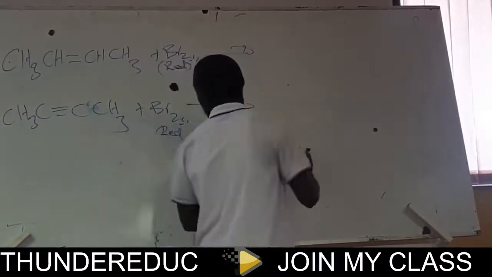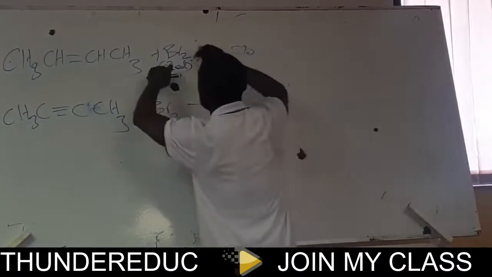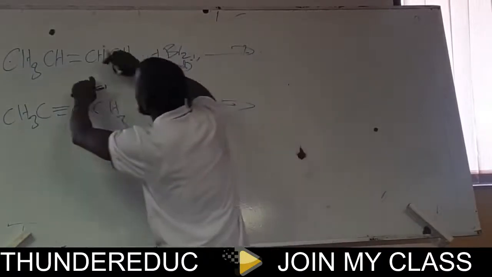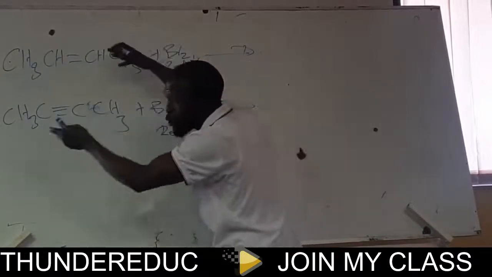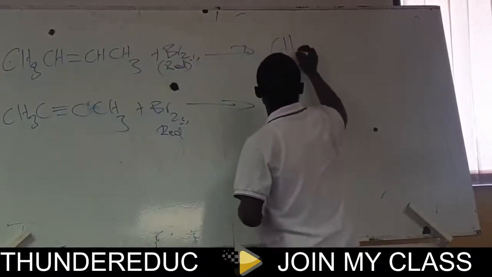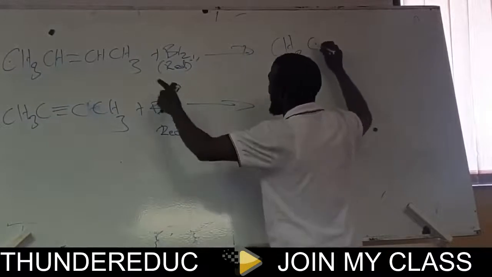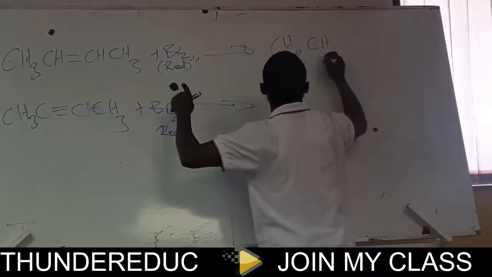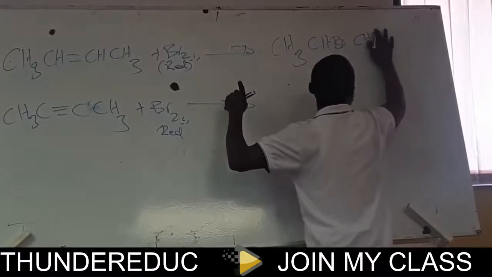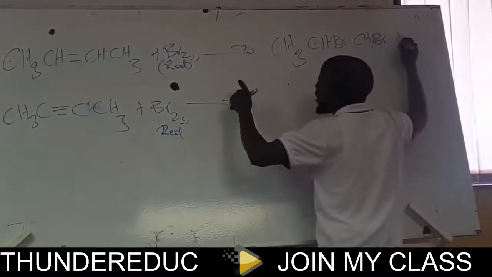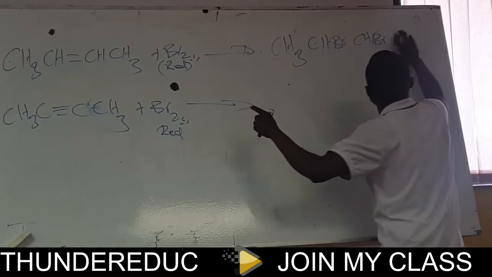Now, the reaction is going to take place. This bromine is going to split, and one bromine is going to come here, and one bromine is going to come here. And then it becomes saturated. So it's going to have CH3, CH, CH, and then a bromine, and then CH, a bromine, another bromine.